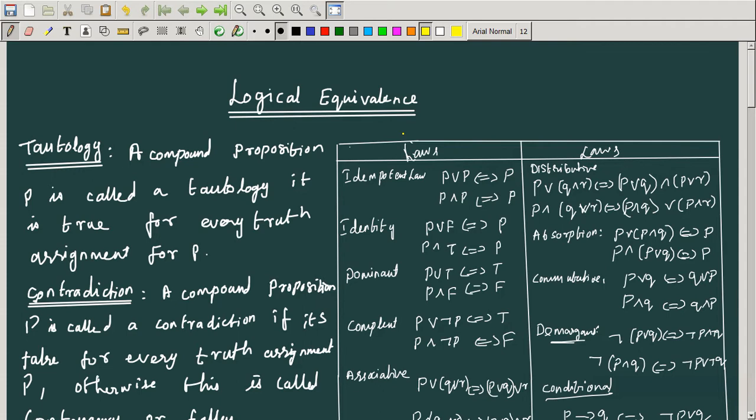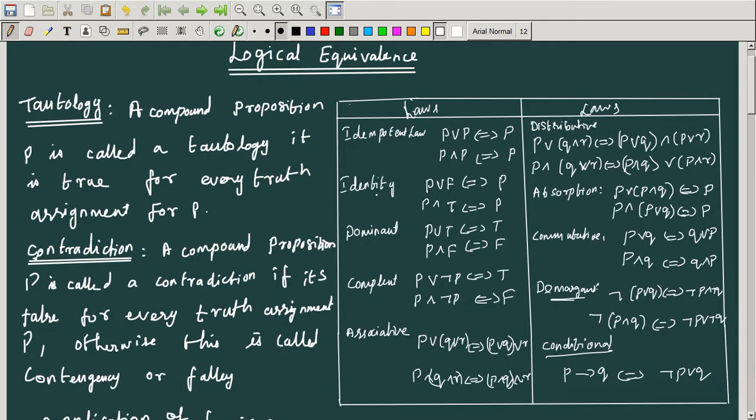Today, in this video, we are going to see logical equivalence in discrete mathematics. Before going to see that, we have to know all the laws. Already I have posted one video about the laws, how to remember all the laws. Please check that video. Then this would be useful for you.